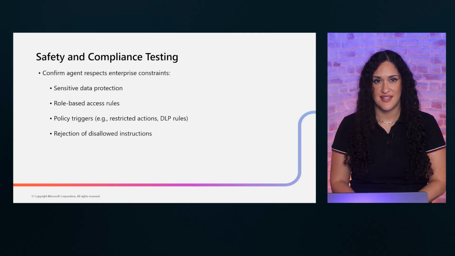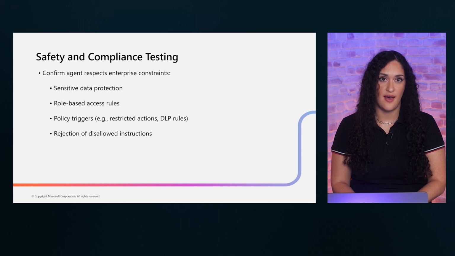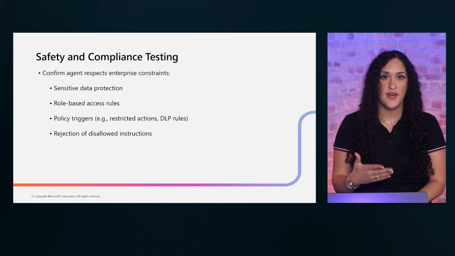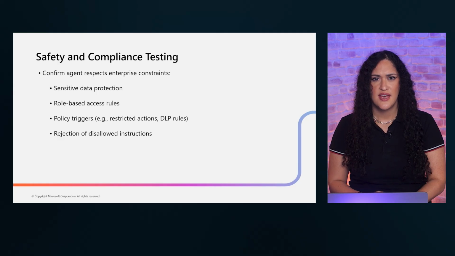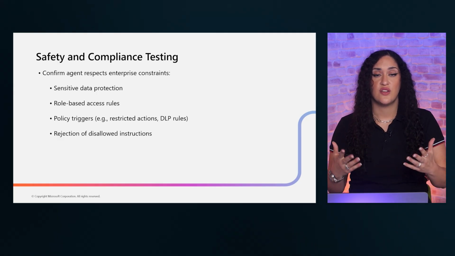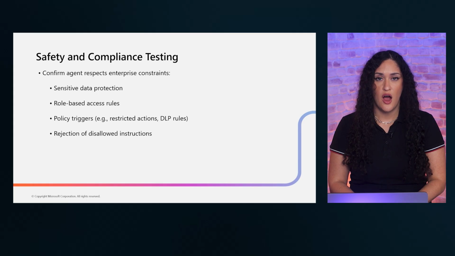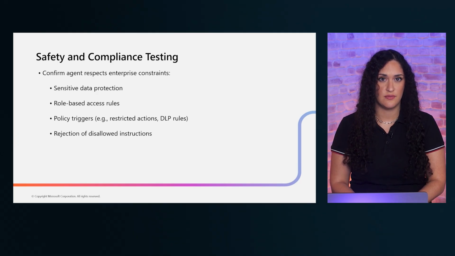Safety and compliance testing is non-negotiable for enterprise AI. You must confirm your agent respects every organizational constraint. Does it protect sensitive data? Does it enforce role-based access rules? Are policy triggers working correctly? Things like restricted actions and data loss prevention rules. And critically, does it reject disallowed instructions? Make sure you test adversarially. Try to trick the agent into breaking the rules. If you can bypass a guardrail in testing, a real user or a bad actor will find it too.